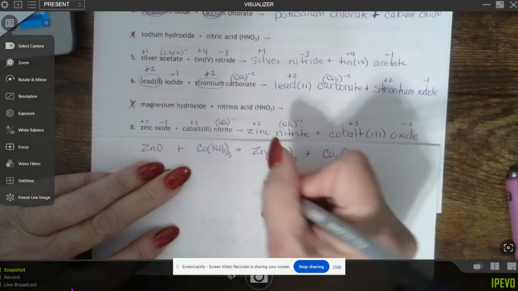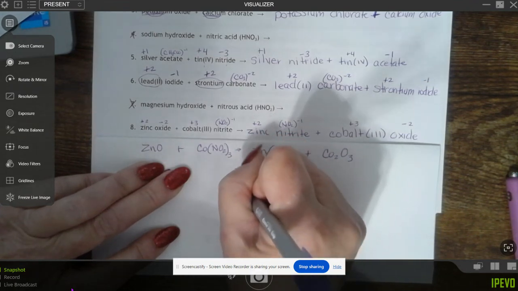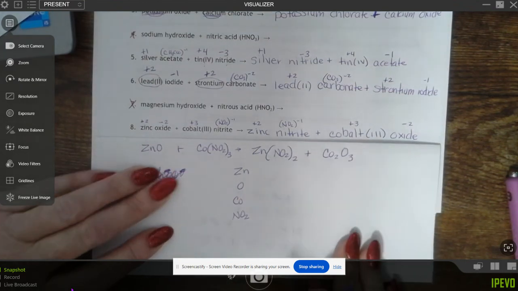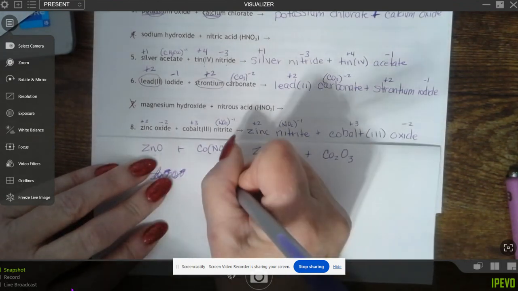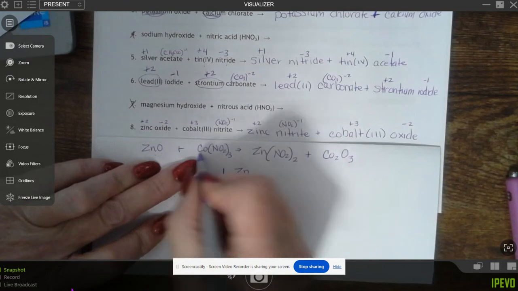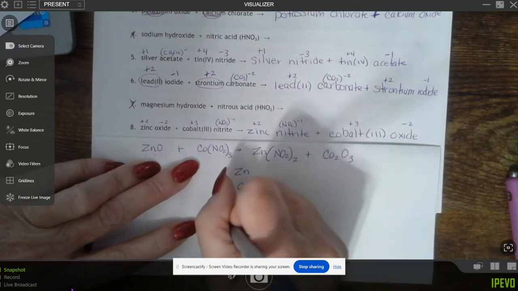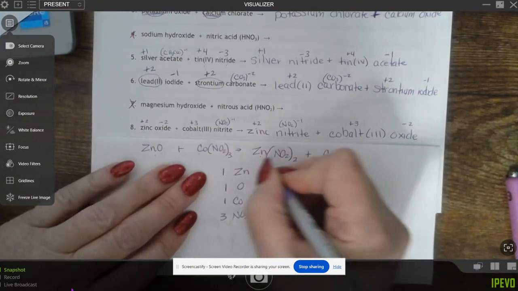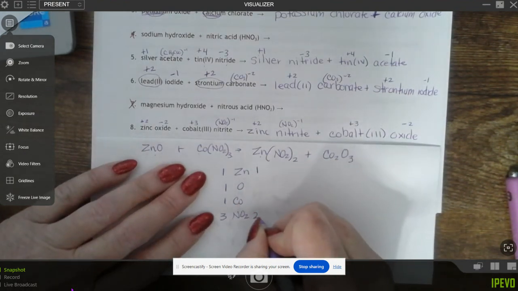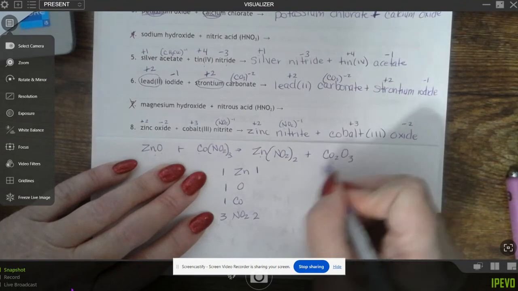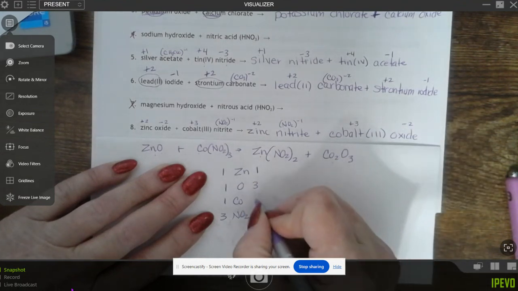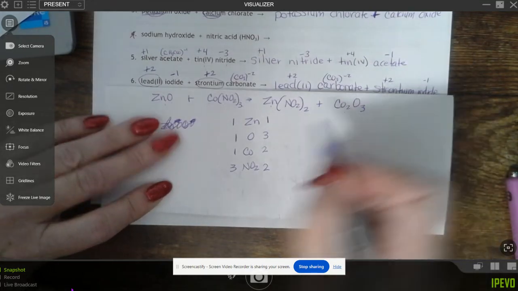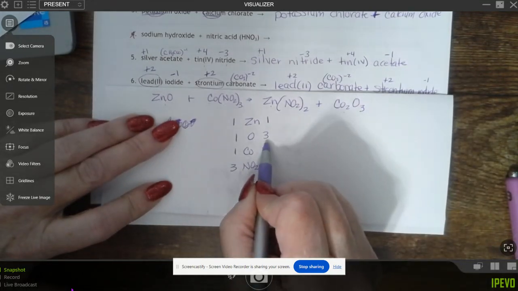So let's balance. We've got zinc, oxygen, cobalt, and nitrite. I have 1 zinc and 1 oxygen. I have 1 cobalt and 3 nitrites. Over here, I have 1 zinc and 2 nitrites. So 1 zinc, 2 nitrites, 2 cobalt, and 3 oxygen. So 3 and 2. All right, so let's see. My oxygen is out of balance.